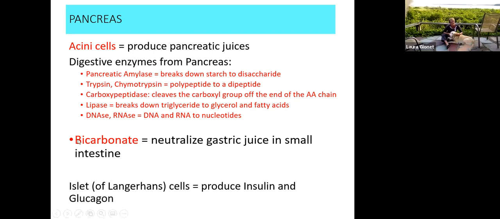Also from the pancreas, big bicarbonate. Bicarbonate, HCO3 negative charge, neutralizes the gastric secretions. And don't forget, in the pancreas, we have those islets of Langerhans, alpha and beta cells that act to produce insulin and glucagon in the endocrine system. Bile is produced by the liver. Bicarbonate is produced by the pancreas.